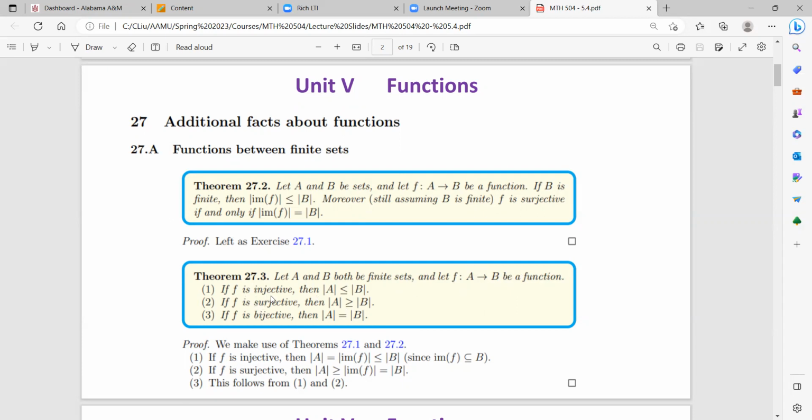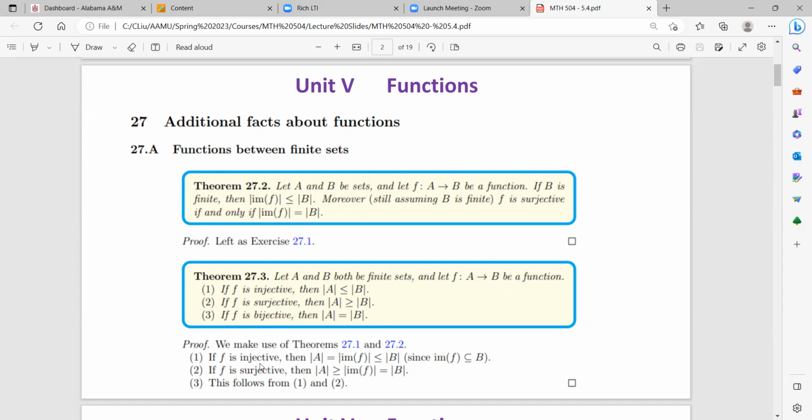if f is injective, then size A will be less than or equal to size B. If f is surjective, then size A will be greater than or equal to size B. If f is bijective, then size A is equal to size B. Okay. And these are very easy to see.